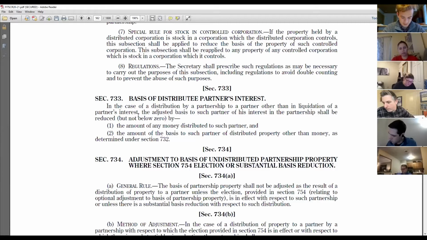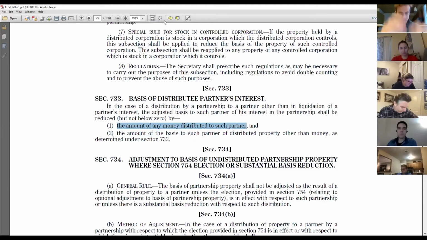We'll talk a lot more about distributions. But here, where it's 752(b), you're often going to be continuing as a partner. So the adjusted basis to such partner in his partnership interest shall be reduced, but not below zero, by the amount of any money distributed. That's actual money or deemed money.